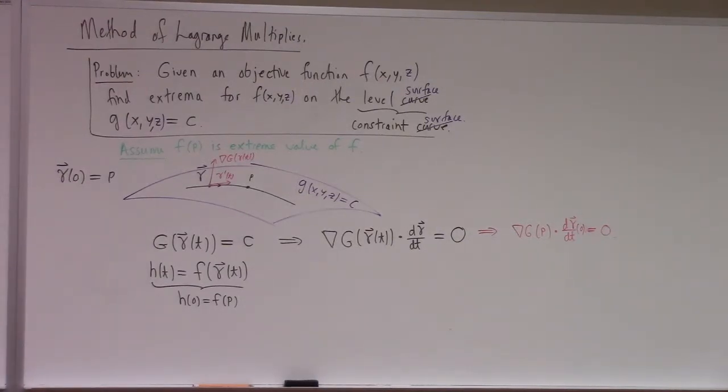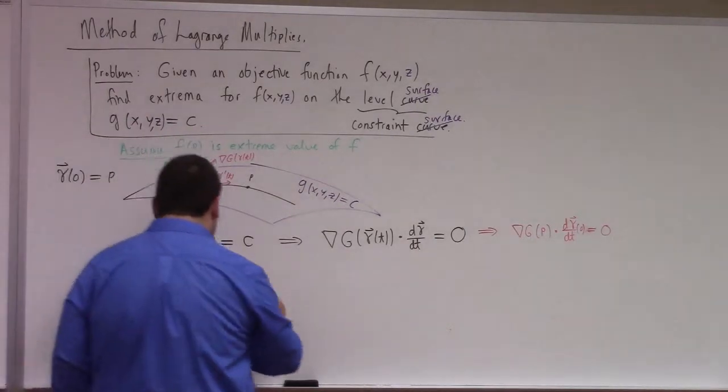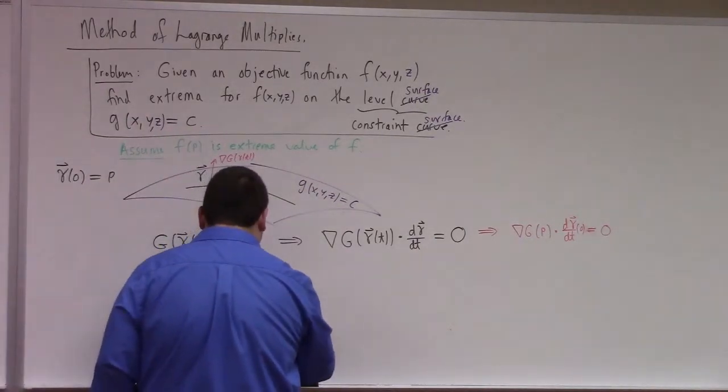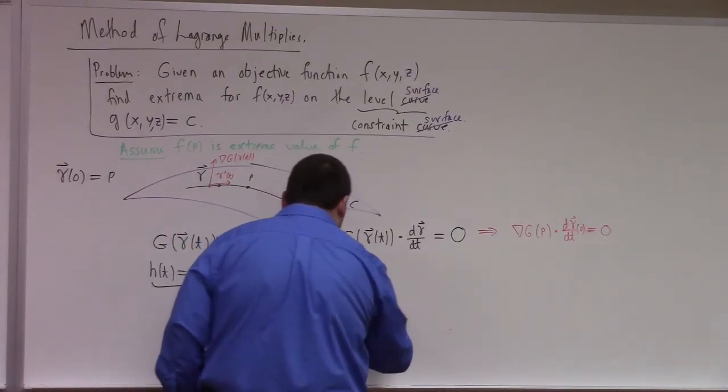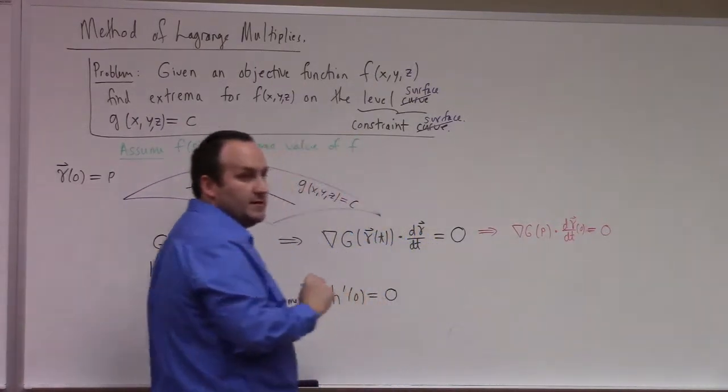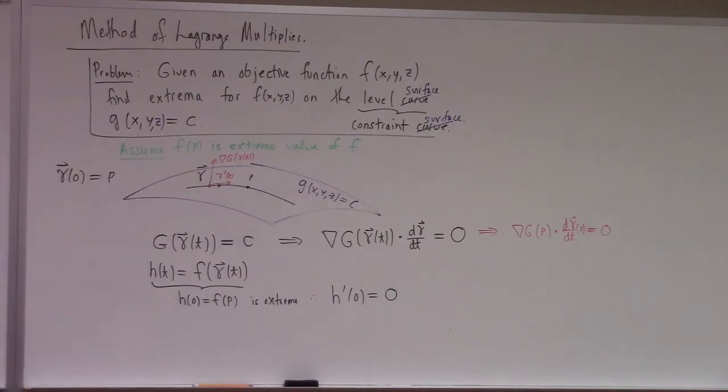So what does that say then about h prime of 0? h prime of 0 is equal to 0 by Fermat's theorem. Calculus 1, right? If the derivative exists and it's an extremal point, it must be that you're at a place where the derivative is 0.